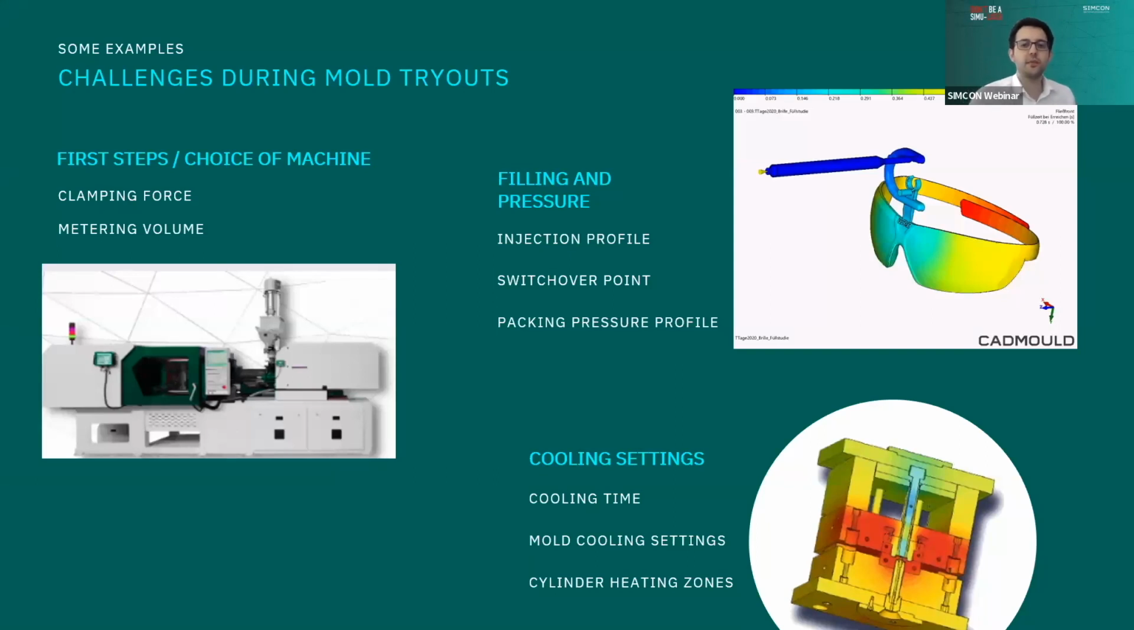The second challenge where you can use simulation is the part itself. In order to get to know the component better, filling and pressure can be examined and adjusted. And the injection profile, switchover point, and packing pressure profile can be looked at and optimized. And finally, the tool itself can also be optimally adjusted and the cycle time optimized. In the following, we will go through the individual examples in a very practical way on how to do it without, or better, with simulation.